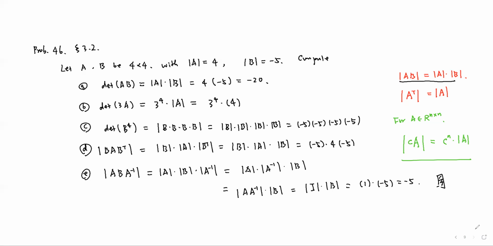The next section is section 3.3, applications of determinants. There are 2 applications. The first one is Cramer's rule. Yeah, Cramer's rule. The formula is here.